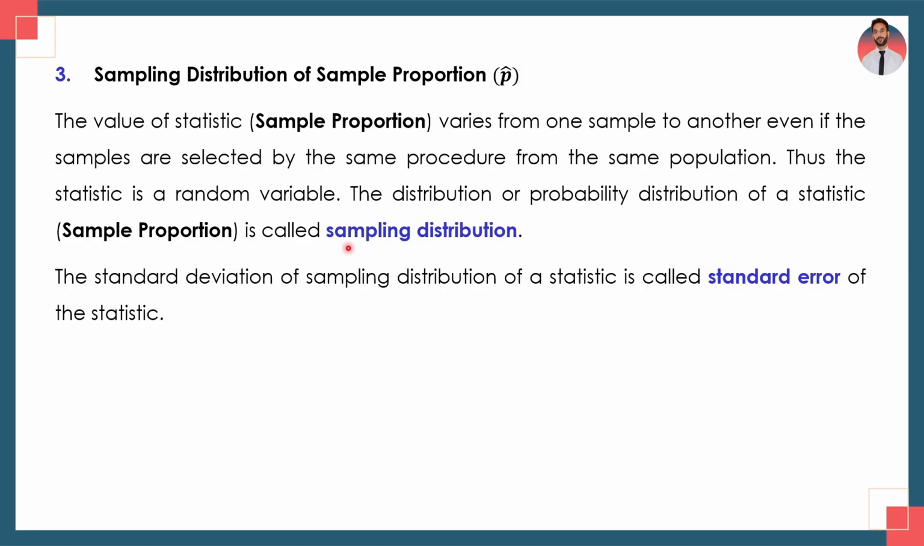Now students, first we draw samples from the given population and also calculate the proportion from each sample. This is called a statistic, that is sample proportion, and after that we will prepare its sampling probability distribution. This is called sampling distribution. The standard deviation of the sampling distribution of that statistic is called the standard error of that statistic.